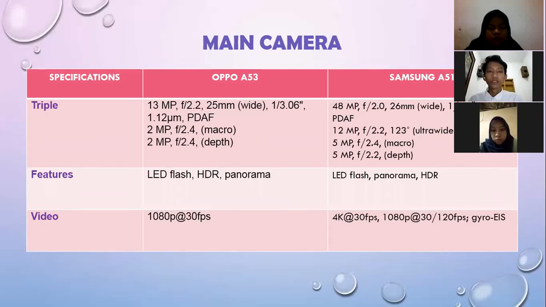Number three, video. Oppo is 1080p at 30 fps. Samsung is 4K at 30 fps, 1080p at 30 or 120 fps, gyro-EIS. The video quality of Samsung is better than Oppo.